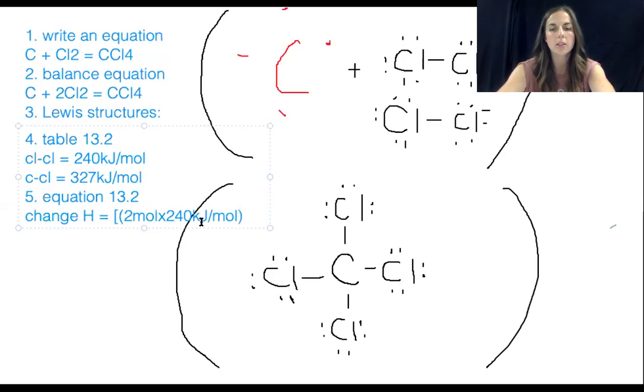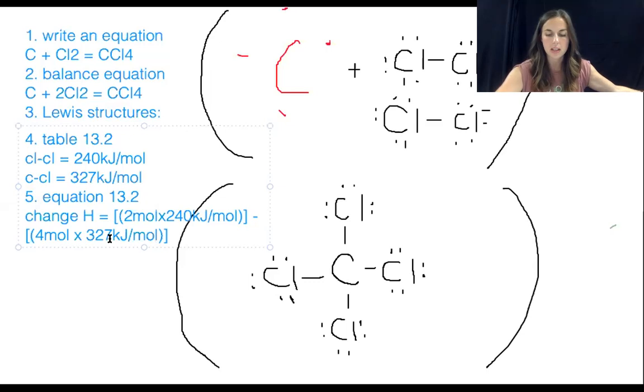Carbon's not bonded to anything here, so I don't have to worry about that. We're just counting bonds here. So all of that minus, now I'm going to do all of my product bonds. So I have 4 bonds of chlorine to carbon, right? So 4 moles times 327 kilojoules per mole. And I'm going to put that in the calculator. So you'd have 2 times 240 minus 4 times 327, and forget the parentheses.